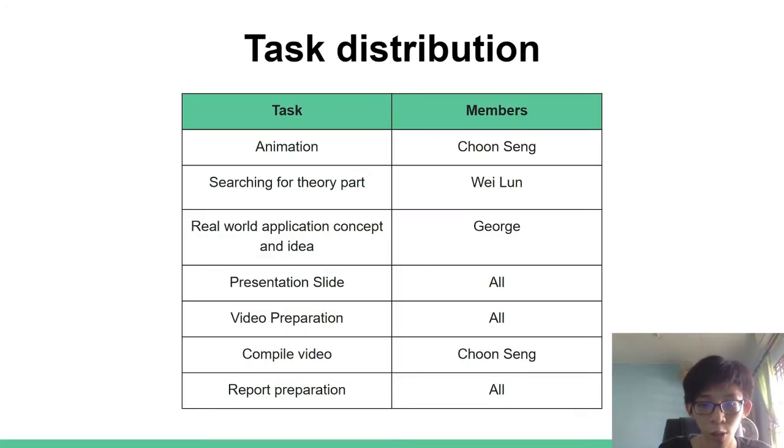Hi, my name is Wei Lun. Now I will introduce to you how we distribute our tasks in this project among the group members.